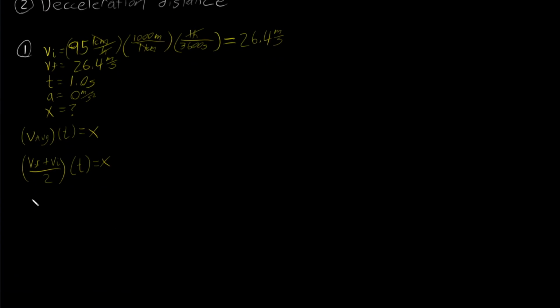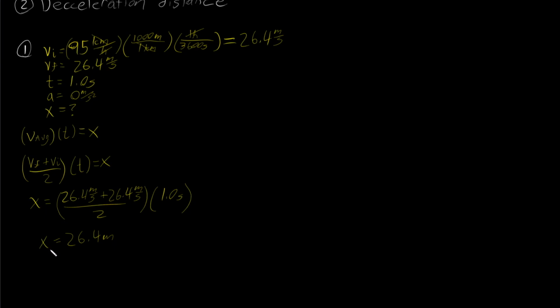So solving for x, let's put these values in. We're going to have 26.4 meters per second plus 26.4 meters per second divided by 2 times time, which is equal to 1.0 seconds. What do we end up getting? 26.4 meters. We can see the units here are meters per second multiplied by seconds. The seconds cancel out. We're left with just meters.